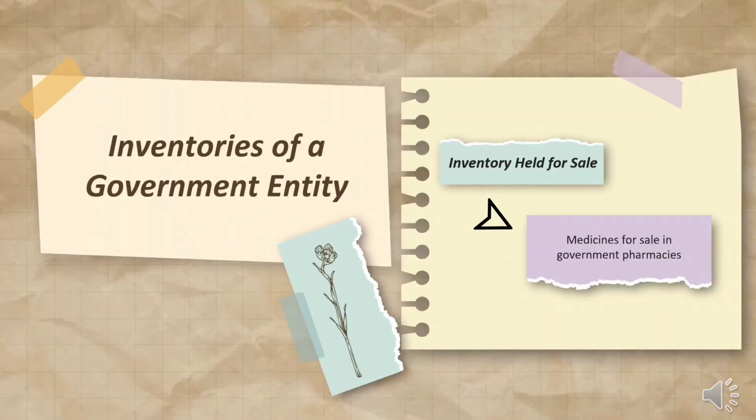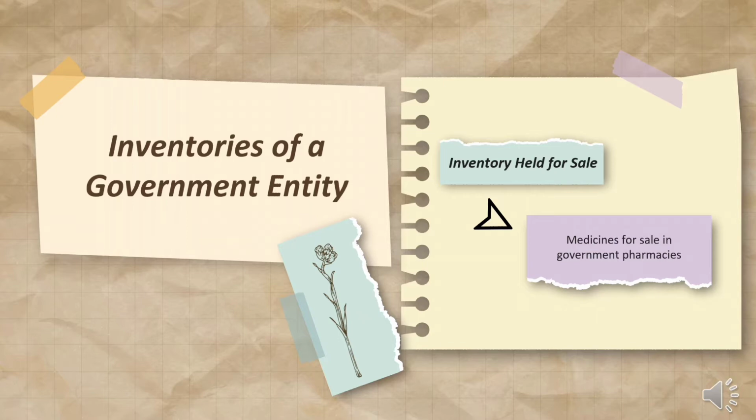To be more specific, these are the inventories of a government entity. It includes inventory held for sale, inventory held for distribution, inventory held for manufacturing, inventory held for consumption, and the semi-expendable property. First, let's discuss inventory held for sale. An example of this is the medicines for sale in government pharmacies.